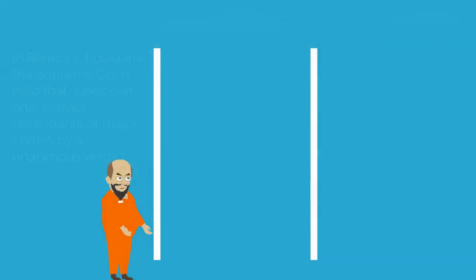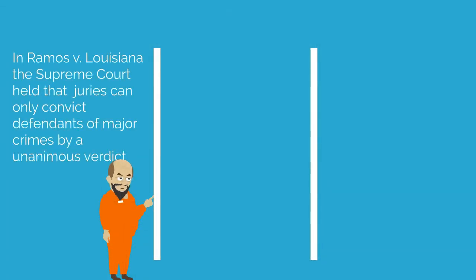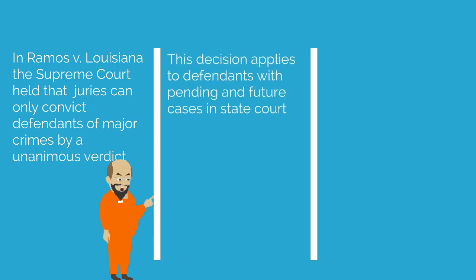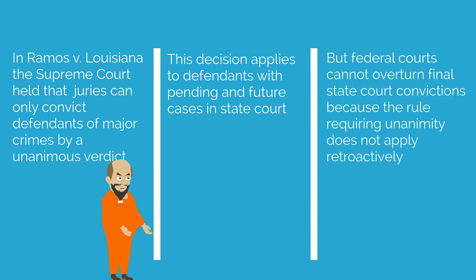To summarize, in Ramos v. Louisiana, the Supreme Court held that juries can only convict defendants of major crimes by a unanimous verdict. This decision applies to defendants with pending and future cases in state court. But federal courts cannot overturn final state court convictions because the rule requiring unanimity does not apply retroactively.